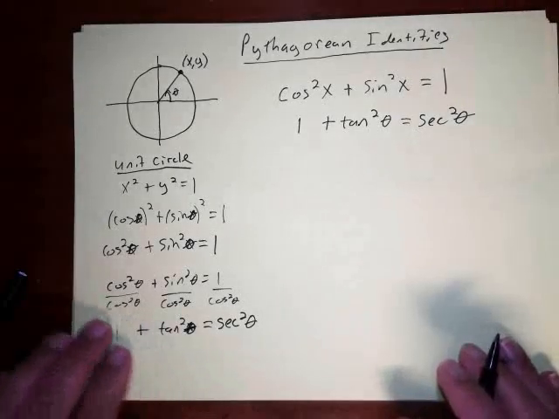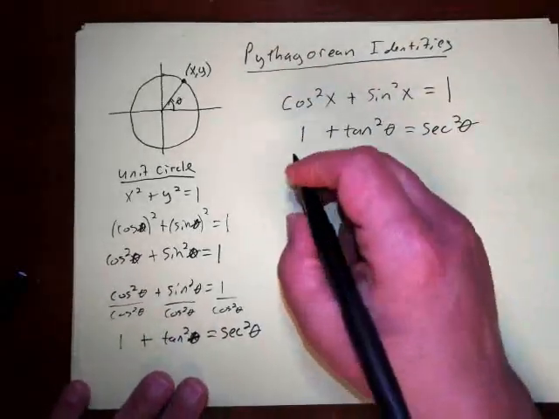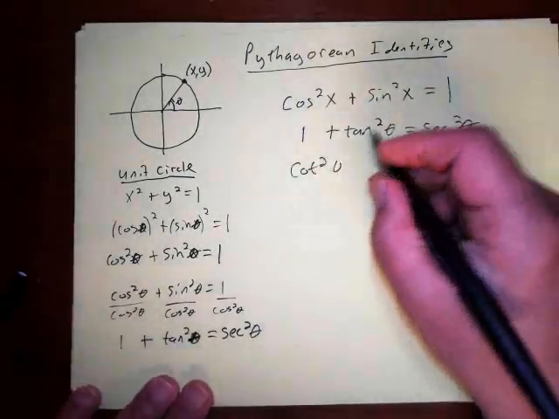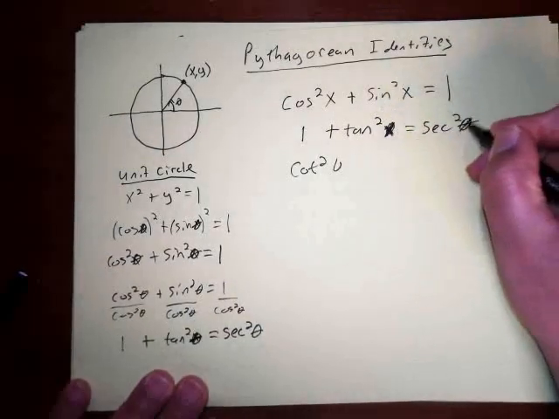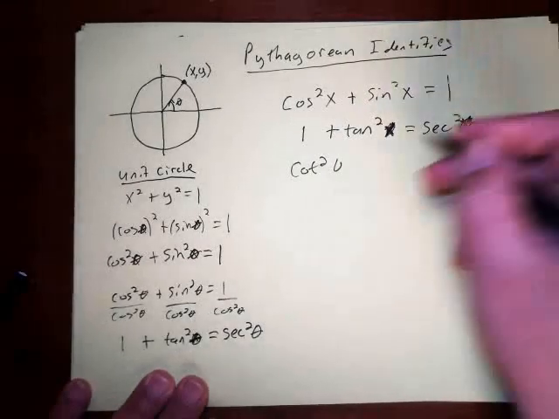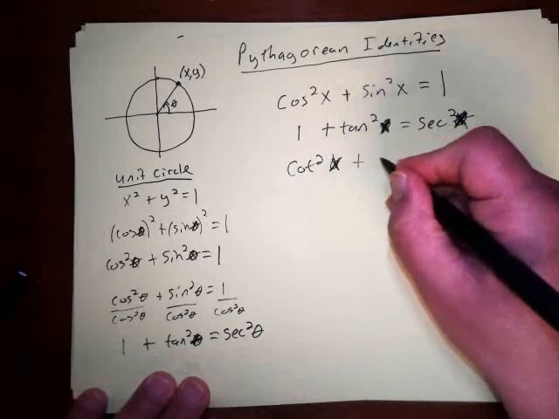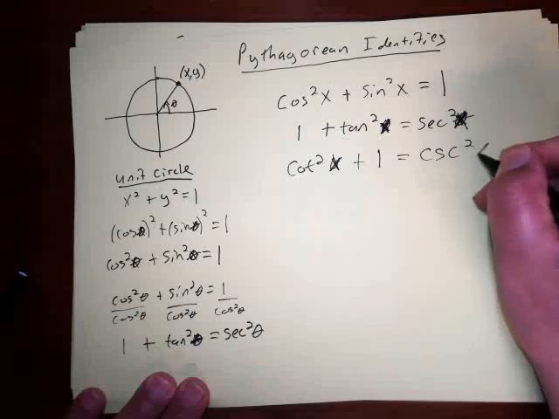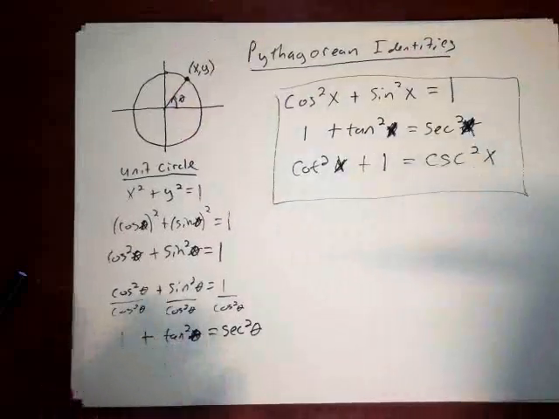Okay, and you could do something similar by multiplying each one by sine squared theta. And if you do that, then you'll get the cotangent squared. I'm using theta here now. I should have been using x. Sorry about that, to be consistent up here. And this should be cotangent squared x plus 1 is equal to cosecant squared x. Okay? And so these are your three main Pythagorean identities.